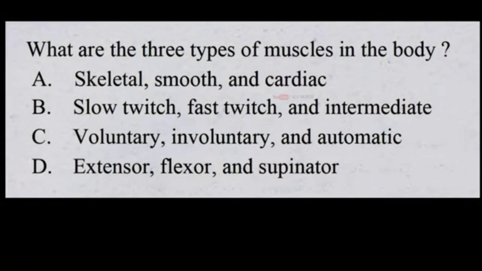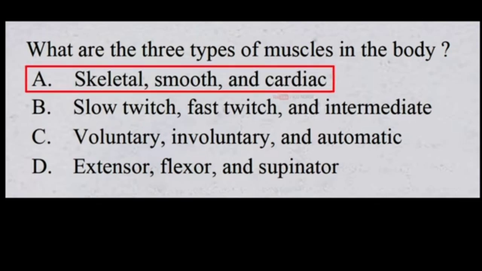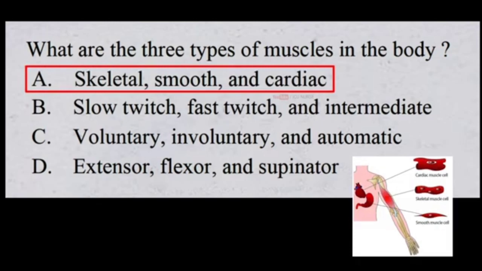What are the three types of muscles in the body? A. Skeletal, smooth and cardiac. B. Slow twitch, fast twitch and intermediate. C. Voluntary, involuntary and automatic. D. Extensor, flexor and supinator. And the correct answer is A. Skeletal, smooth and cardiac. Skeletal, smooth and cardiac muscles are the three types of muscles in the body.